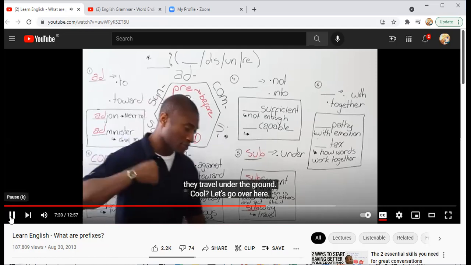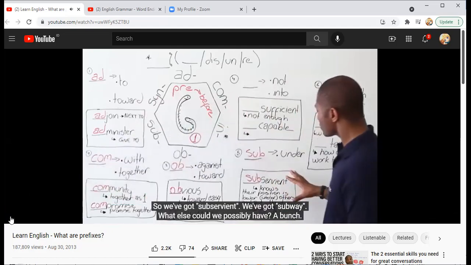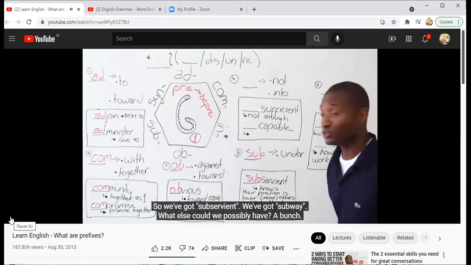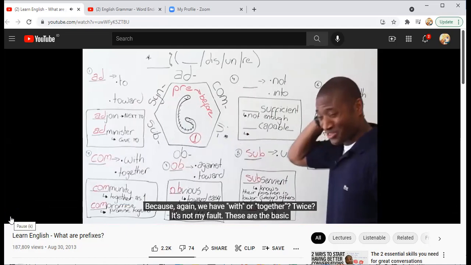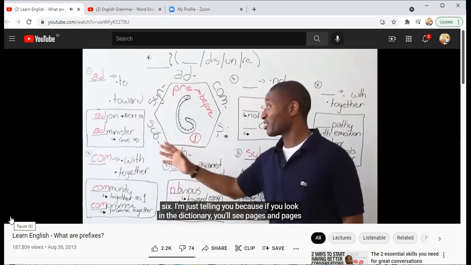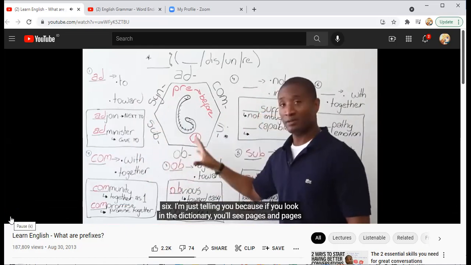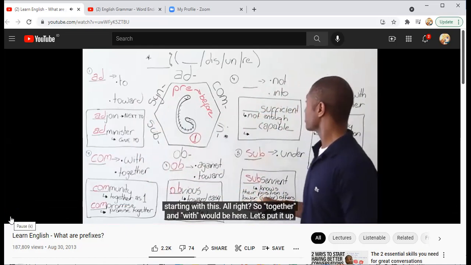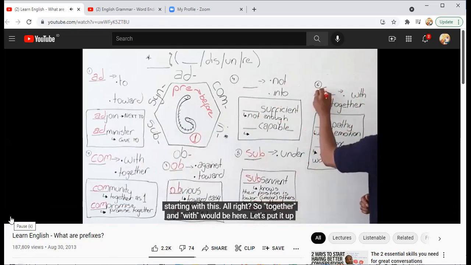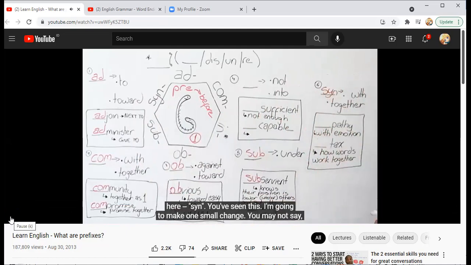Okay. Cool. Let's go over here. Let's observe it in some way. What else can we possibly have? A bunch. Because again, we have words together twice. It's not my fault. These are the basic six. I'm just telling you, because if you look at the dictionary, you'll see pages and pages starting with this. Right? So together on this would be here. Put it up here. Sin.